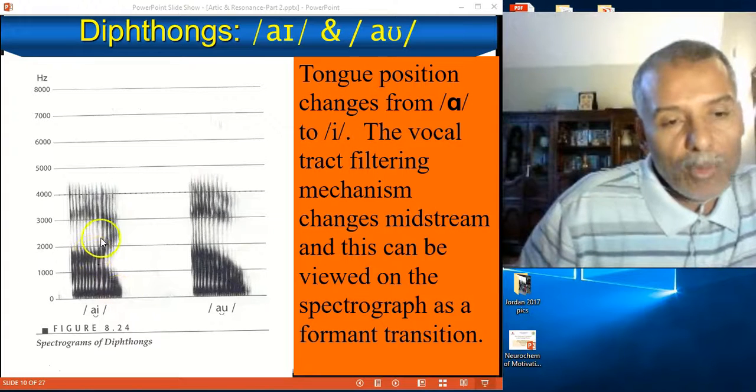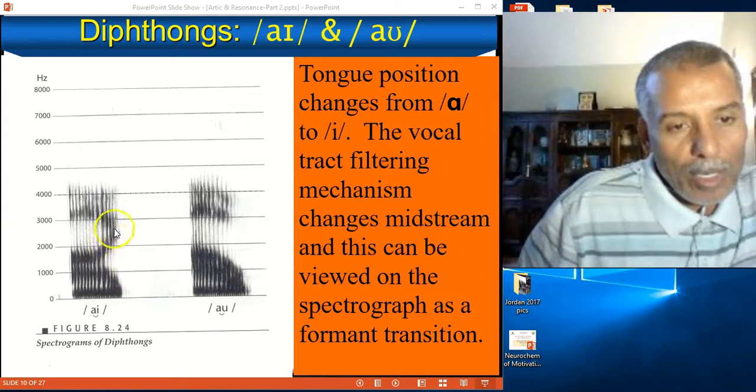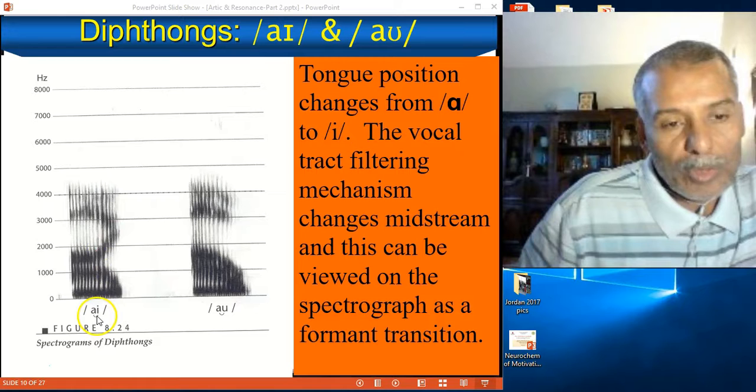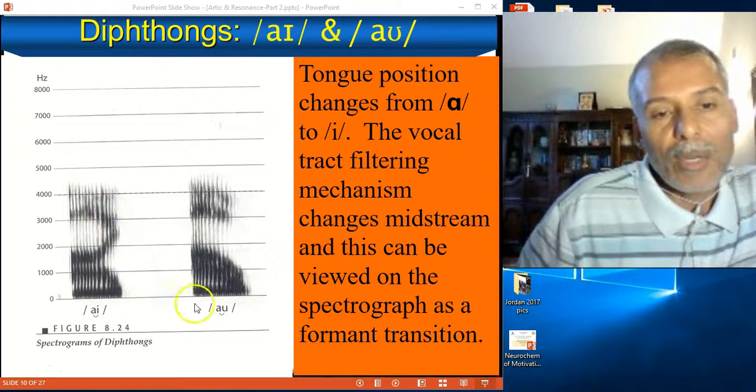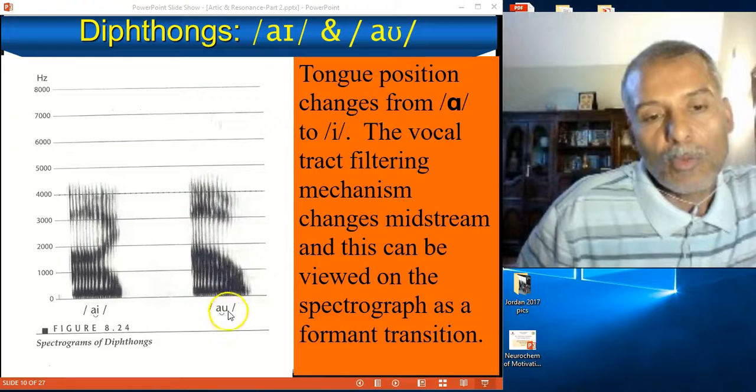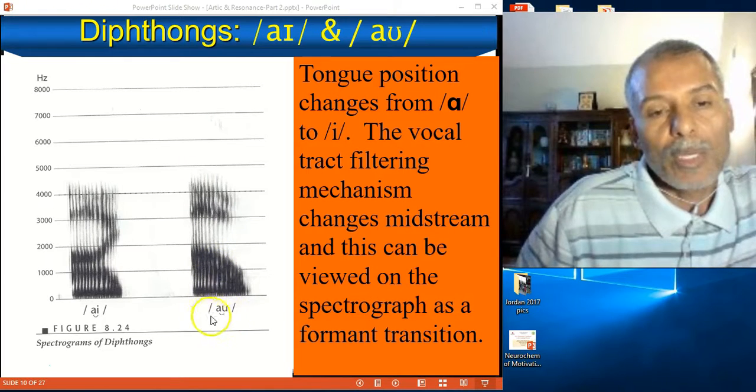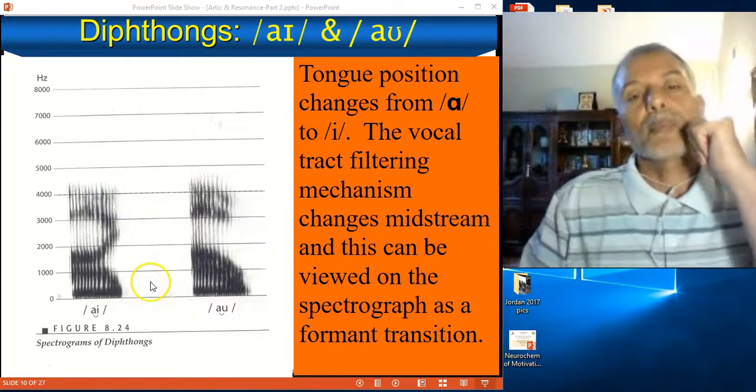So you can see how the resonant frequencies arise as they come close to the E for the F1 and F2, and how they go down for the U, because U is lower than A, for example.